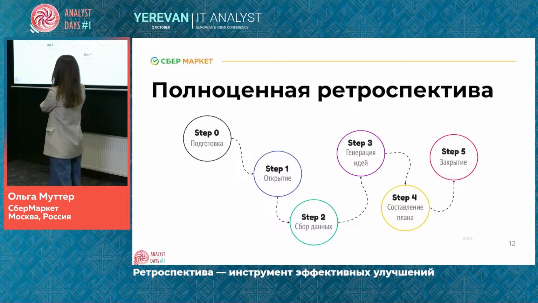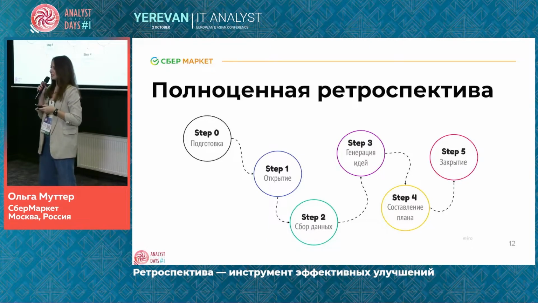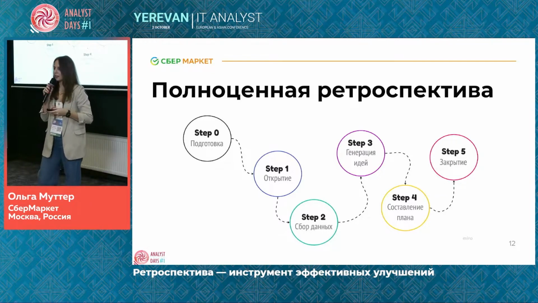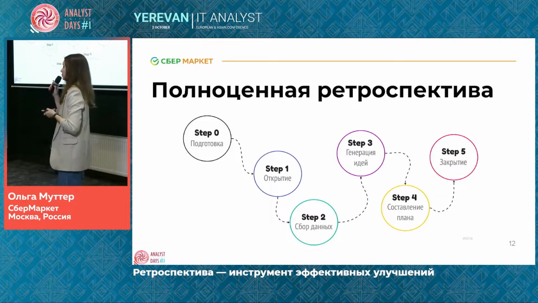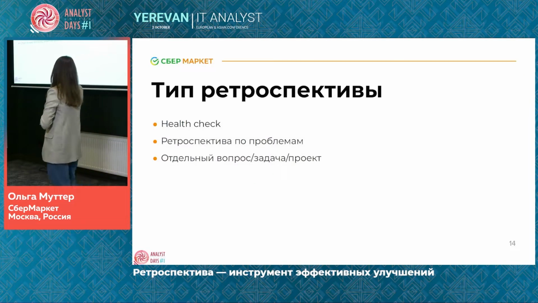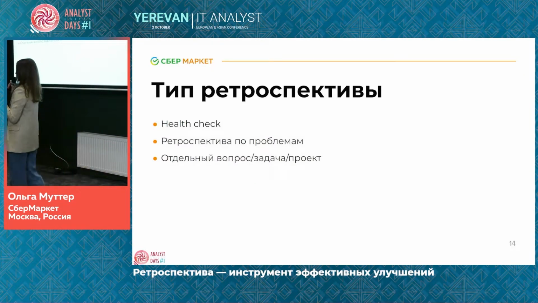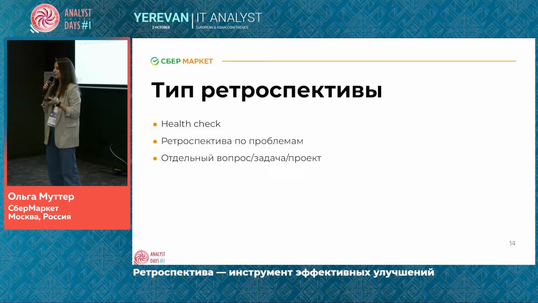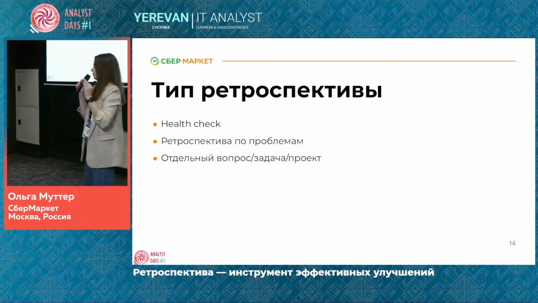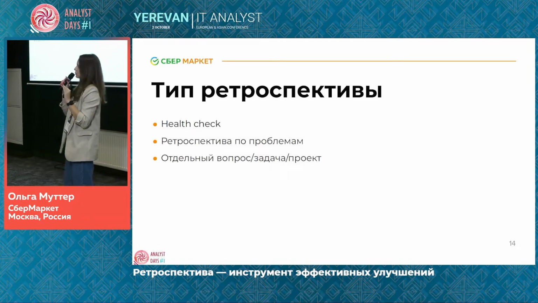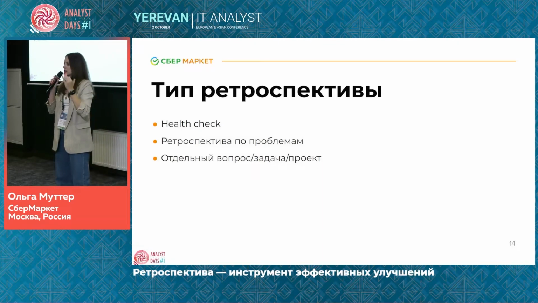It consists of such steps. It starts with step zero, preparation. It is done by the person who is preparing the retrospective. And first, this person decides on what kind of retrospective they're going to arrange. It can be a health check. You are selecting a number of parameters, usually about 20 of them, and you're assessing the whole team.